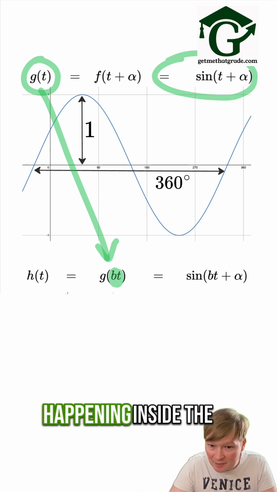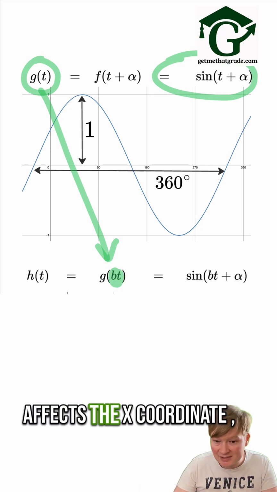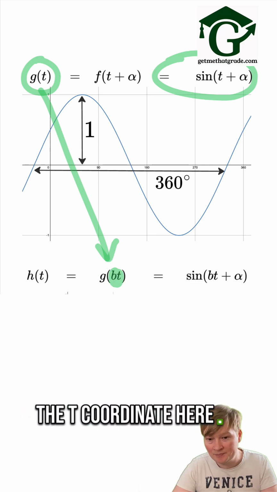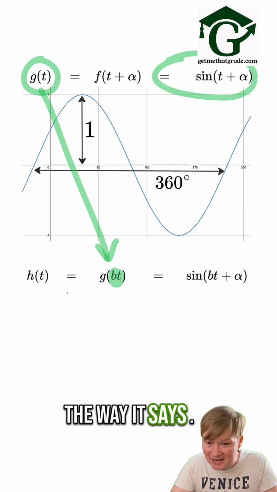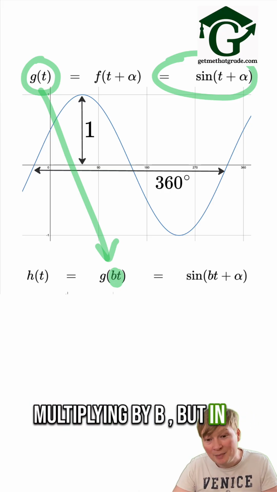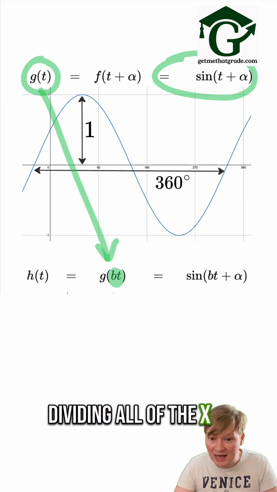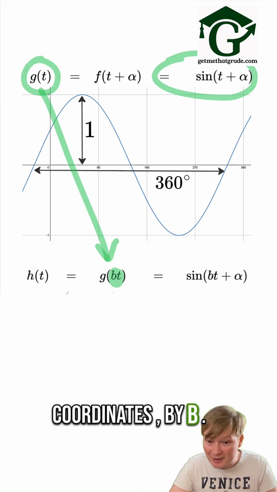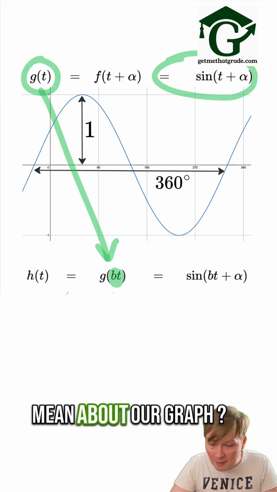The transformation is happening inside the brackets. That means it only affects the x-coordinate, the t-coordinate here. And in the opposite way to the way it says. It says that it's multiplying by t, but in fact it's going to be dividing all of the x-coordinates, all of the t-coordinates, by b. So what's that going to mean about our graph?